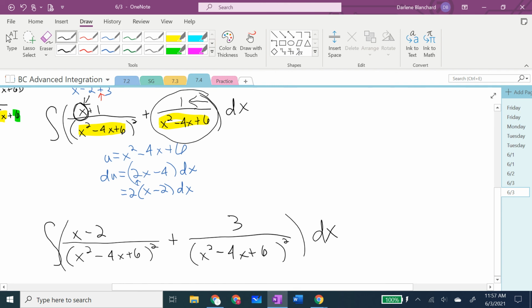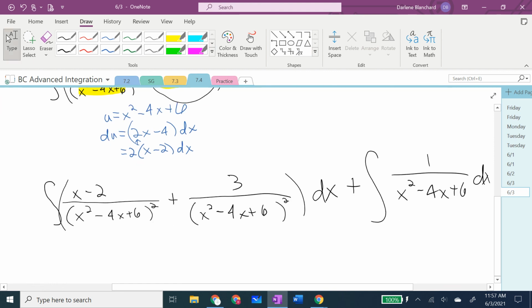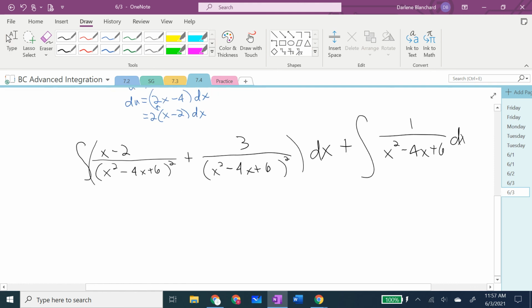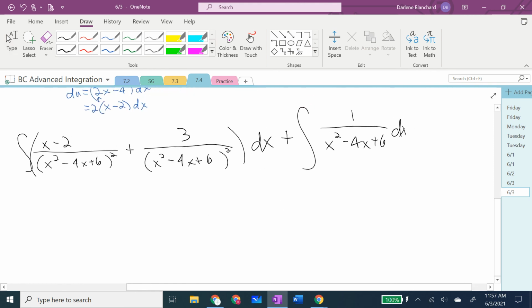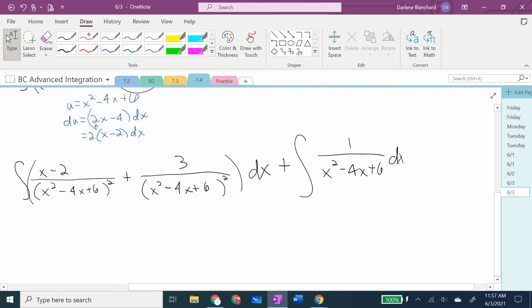Now, oh, I forgot to write that part down. Plus the integral of 1 over x squared minus 4x plus 6. And I could split this up into 3 integrals, but that's what I'm working with. Let's start with, I've got a u sub. Let's take care of integral number 1.